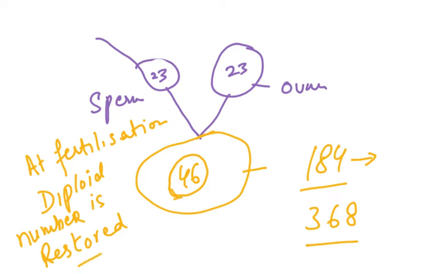The diploid number in humans is 46. In another organism, it could be 60. In another organism, it could be 80. Whatever the chromosome number is, that must be restored. The chromosome number should not double in each generation. If this had happened, then from Adam and Eve up till now, the chromosome numbers would be in trillions, or I don't know, whatever comes after trillions. So at fertilization, the diploid number is restored.